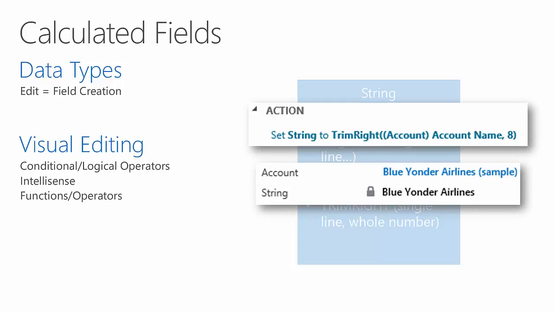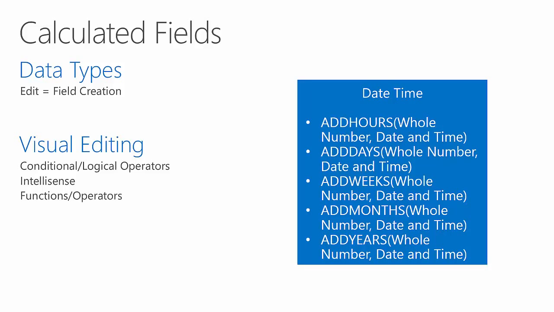We can see that sample has been removed from the right of the account name. Finally, we will cover date time, which is going to take a date time and either add or subtract the specified numbers of hours, days, weeks, months, or years.